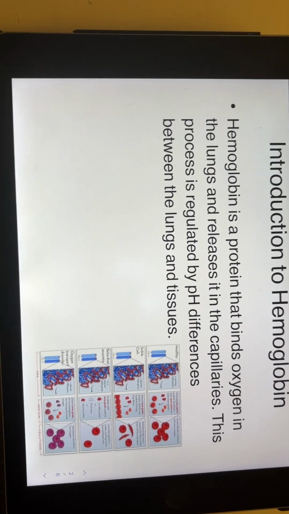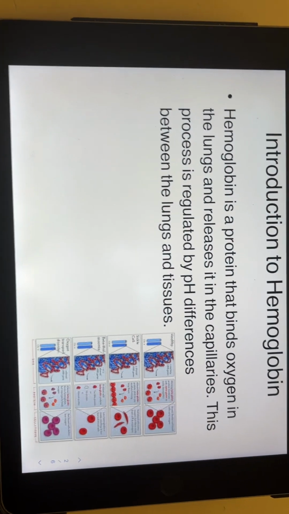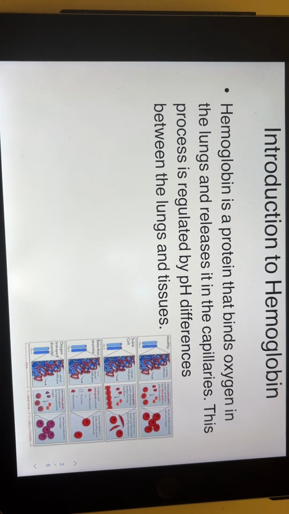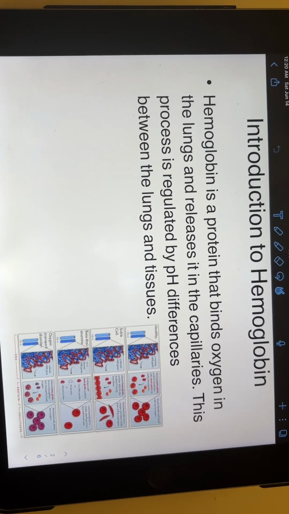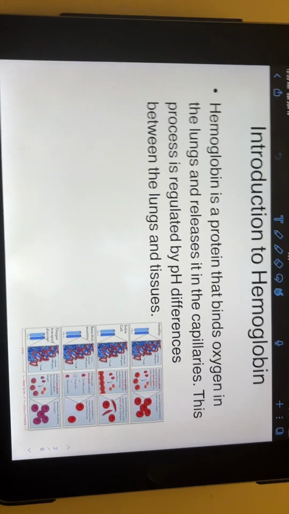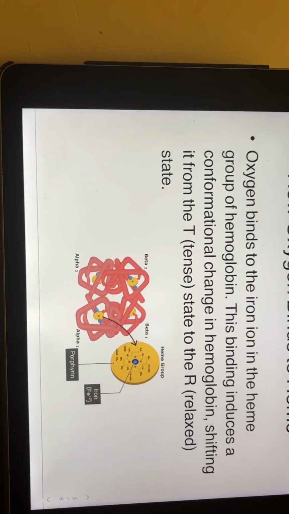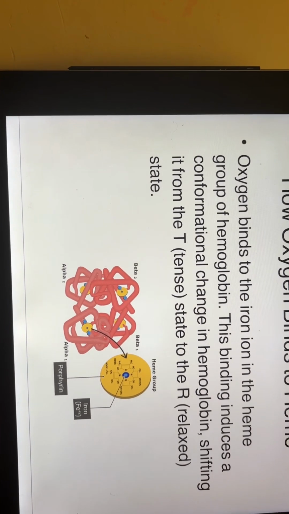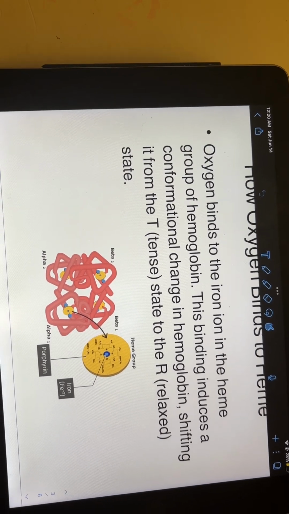And on the slide here, you can see a visual representation of the hemoglobin. Notice how the heme groups are nestled within the folds of each subunit, as you can see over here. And these heme groups are what gives hemoglobin its ability to transport oxygen efficiently.